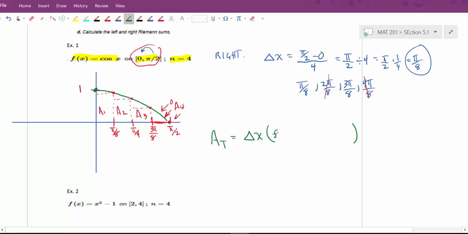Then you're going to do f of, now help me out, what are you going to use for this first rectangle? F of what? Are you going to use 0 or pi over 8? Pi over 8, because it's a right rectangle. Okay, go to the next rectangle. What are you going to use? Pi over 4. See, that's what I mean. Okay, like that. And then we go to 3 pi over 8. We're going to go f of 3 pi over 8. And then f of pi over 2, like that.